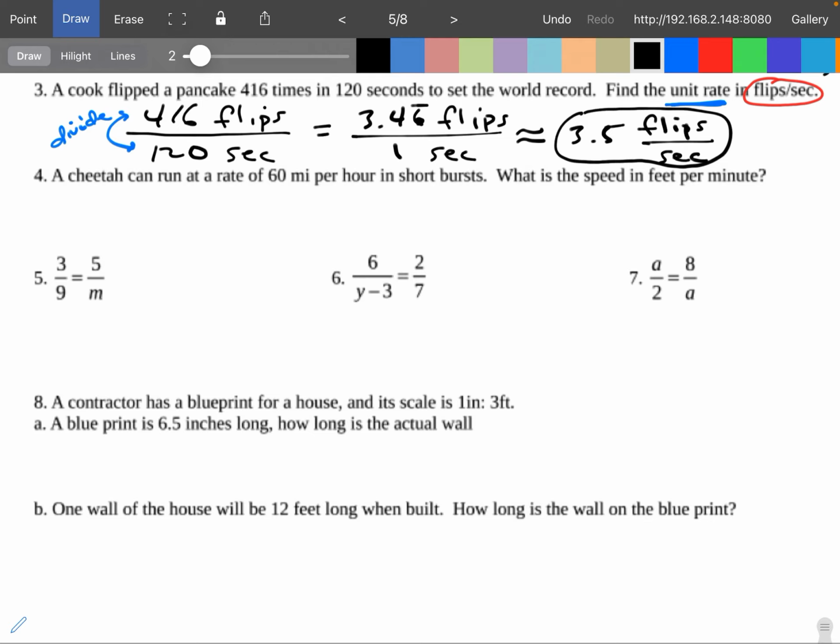So you guys can see we have a denominator of 1, right? That's what you want. You want to divide that out, the 416 divided by 120. You want to divide it on your calculator so that you get a denominator of 1. So that's your unit rate. So that means he has about 3.5 flips every 1 second.